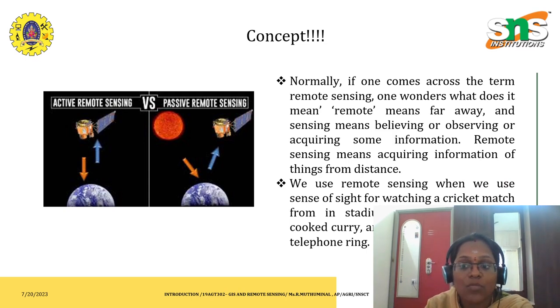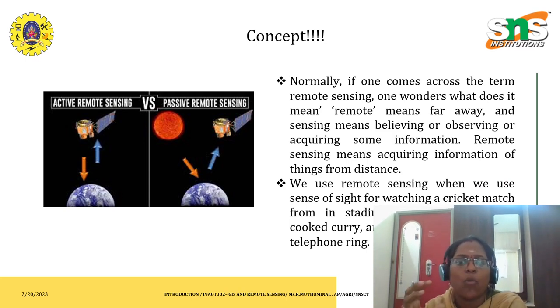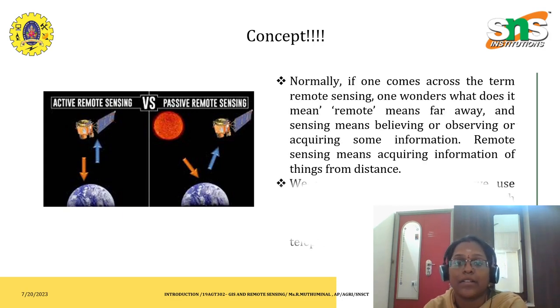When we use remote sensing, we use the sense of sight for watching a cricket match from a stadium, the sense of smell for freshly cooked curry, and the sense of hearing for a telephone ring. So these are some examples of the concept involved in the remote sensing method.